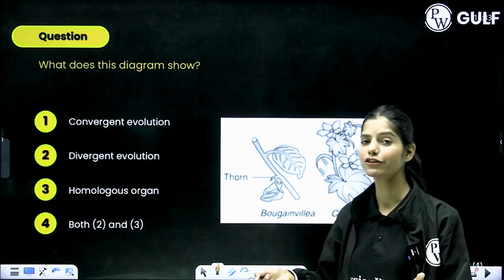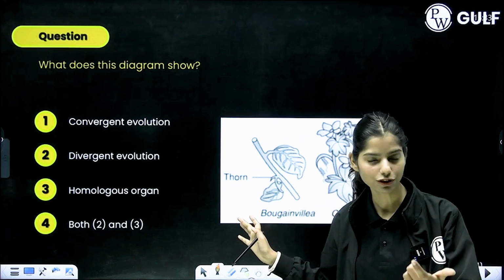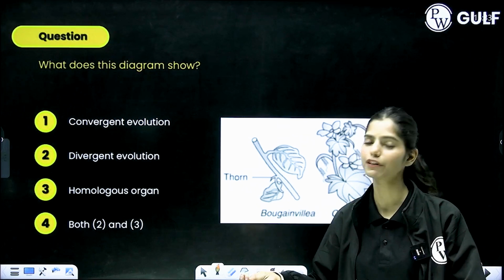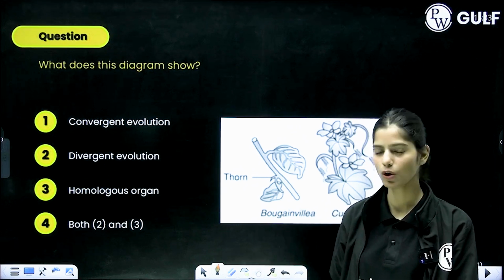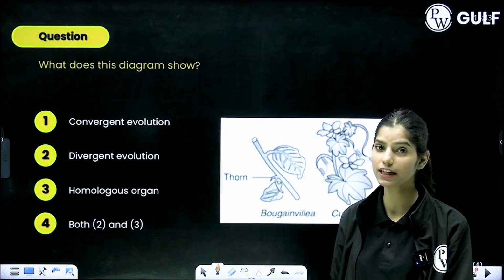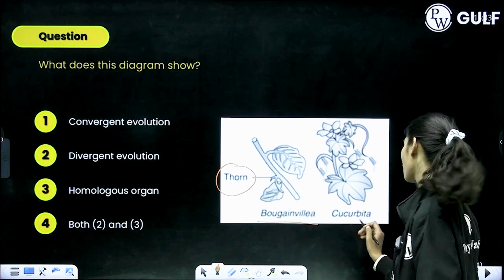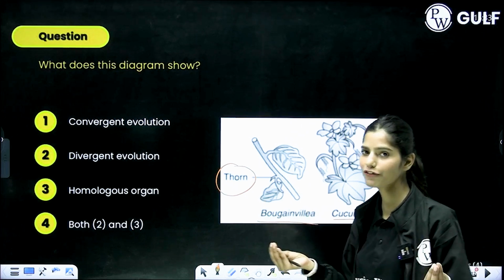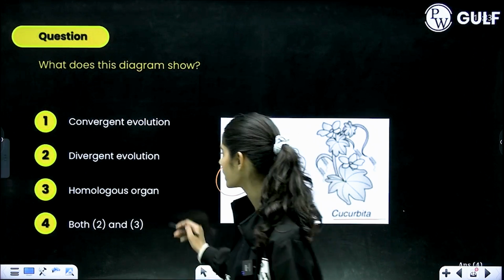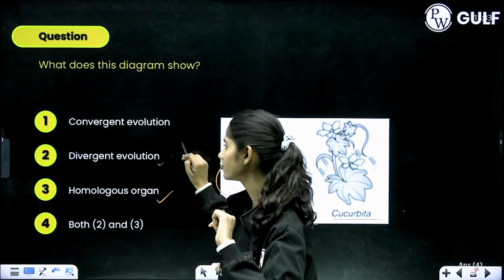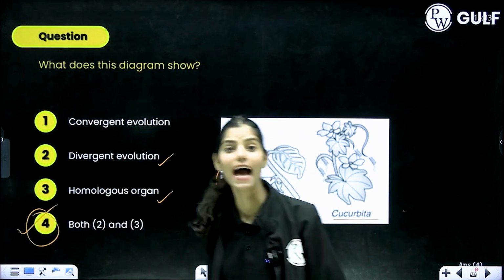Okay, again we have a question from the chapter evolution. And here we have parts of plants and you have to think about whether these two parts of two different plants are homologous organs or analogous organs and what kind of evolution they are showing. So we have the thorn of bougainvillea and the thorn of cucurbita, and we all know the thorns of these two plants serve different purposes and hence they are homologous organs and they show divergent evolution. So the correct answer is option D, which is both second and third.